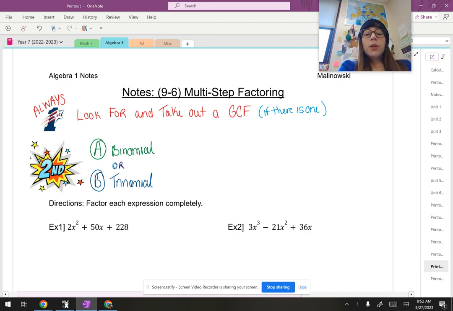Anywho, notes for 9-6, multi-step factoring. This is algebra. So this is kind of combining what we've done in the past, like 3 lessons, and putting it into one lesson, so multi-steps.